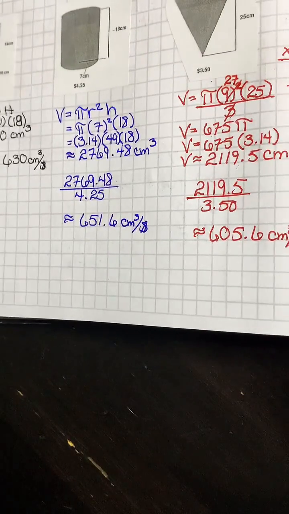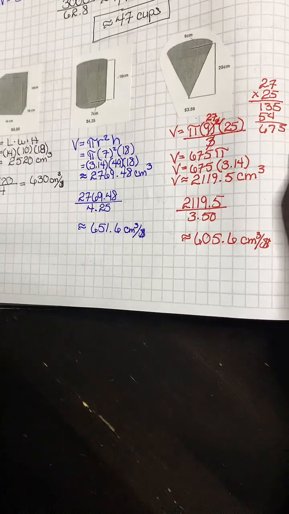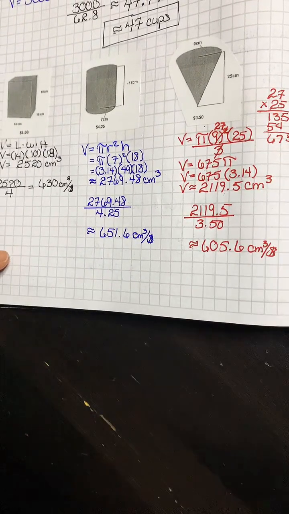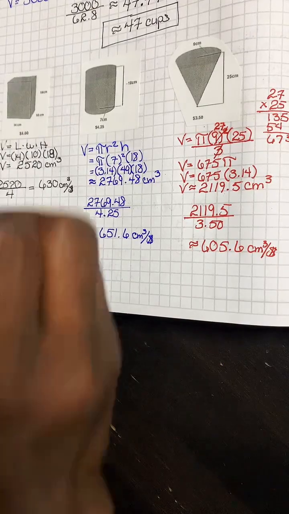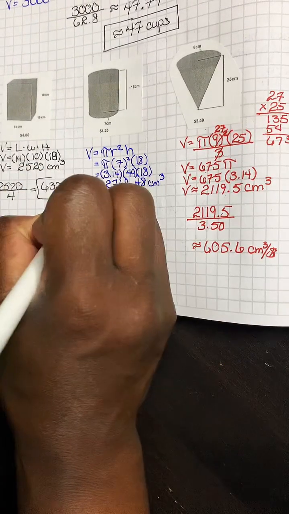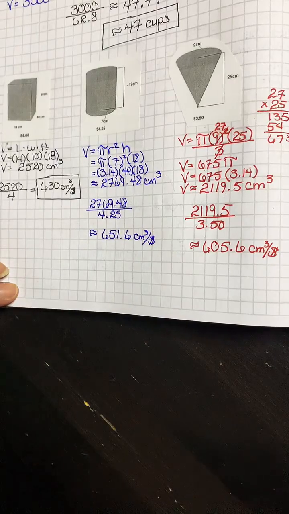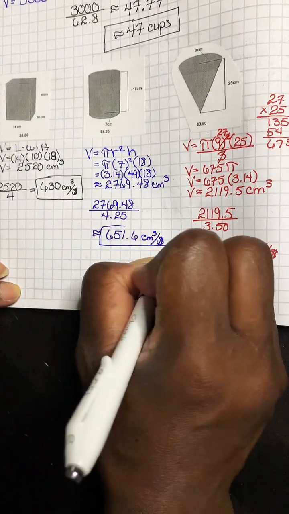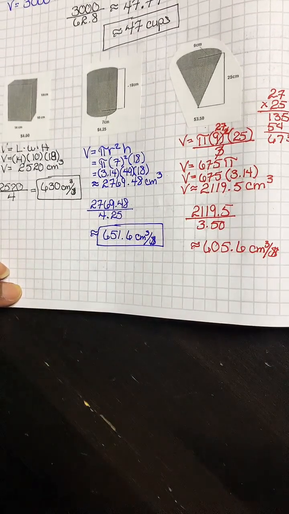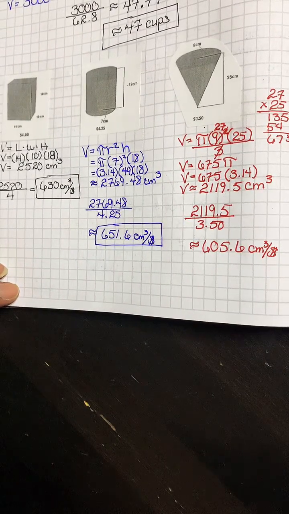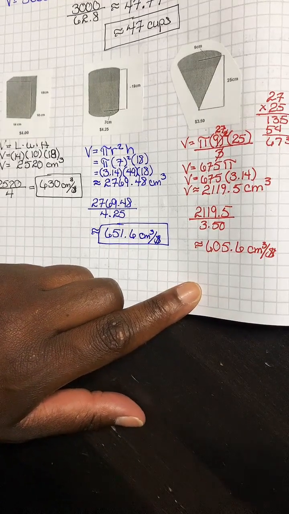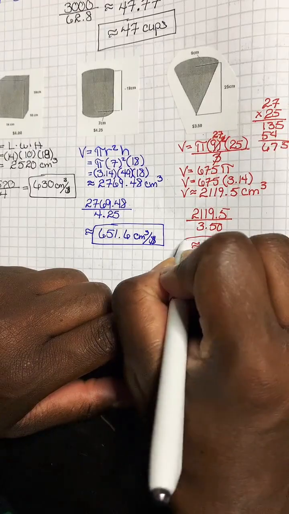All right, so I'm going to try, and it's going to be really small. I'm so sorry. But we have a combination. So what we have? We have 630. We have 651.6. So roughly like 652. And then we have the 605. Roughly like 606.